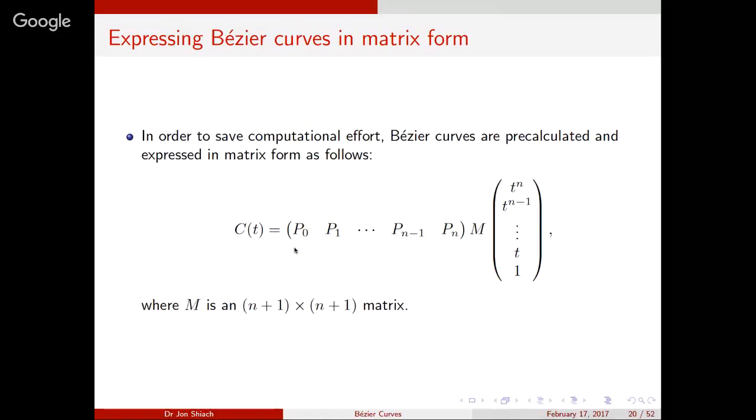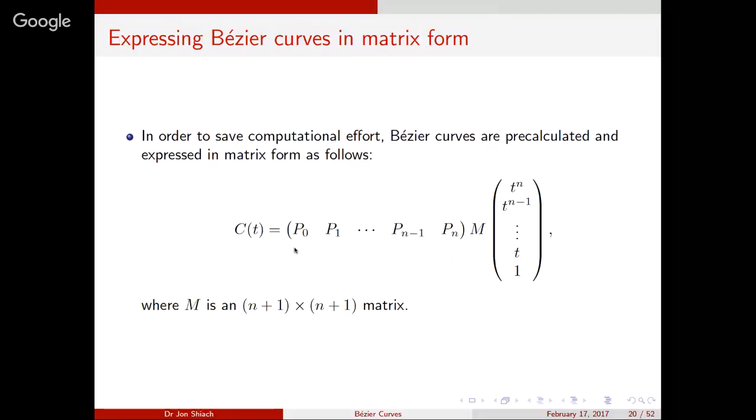So what we do is express our Bezier curve as this matrix equation. What we have here is n+1 columns in a matrix. Each of these would be a coordinate. So if you're in 2D space, this would be a 2 by n+1 matrix. If you're in 3D space, this would be a 3 by n+1 matrix. Each of these are column vectors of the positions of each control point.